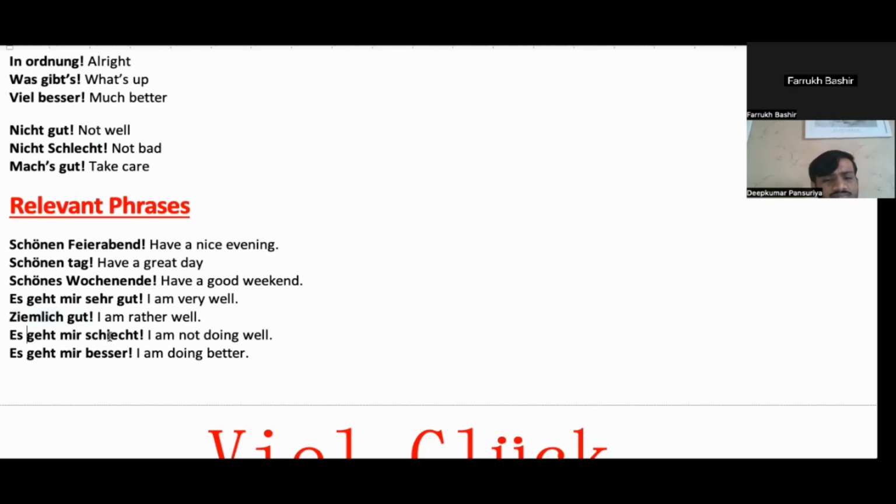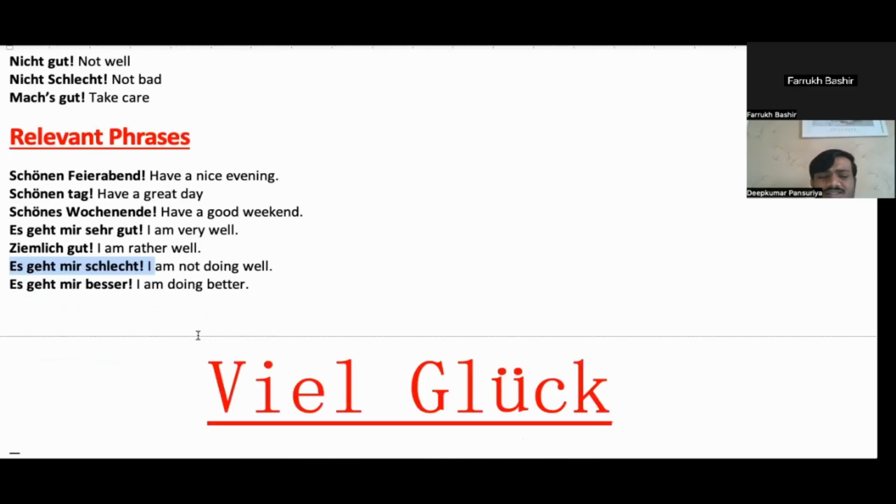You can also say "Es geht mir besser". These are all answers that when I ask you how are you, you can reply with: "Es geht mir sehr gut", "ziemlich gut", or "Es geht mir schlecht", meaning I'm not feeling well. So this is our lesson number 2.